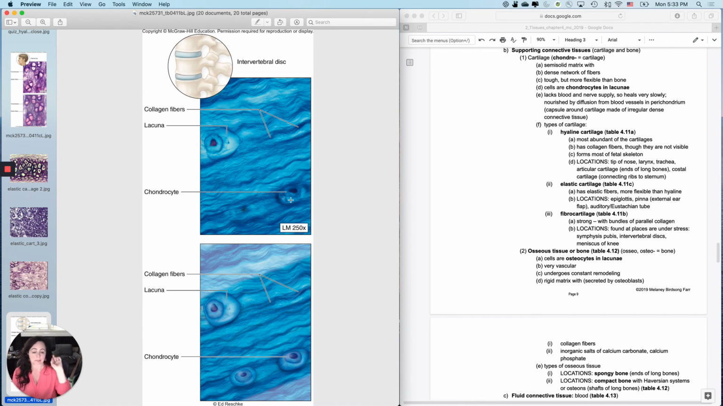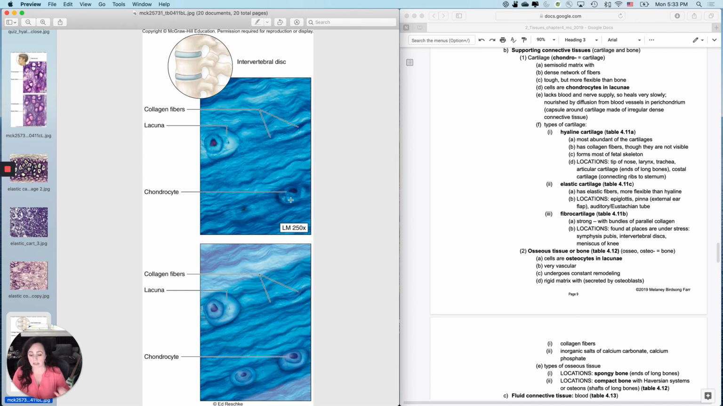Okay, and then the last cartilage is fibrocartilage. And fibrocartilage has, of these three, it's the one with the parallel fibers in the matrix. It usually stains blue, but don't ever depend on colors as your only memorization tool because they're all different staining techniques. So don't memorize colors only.